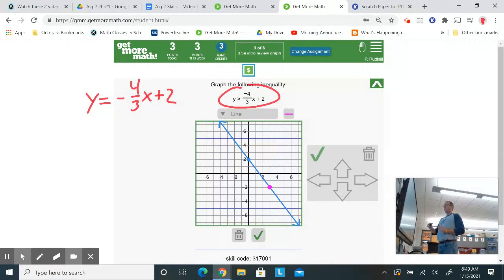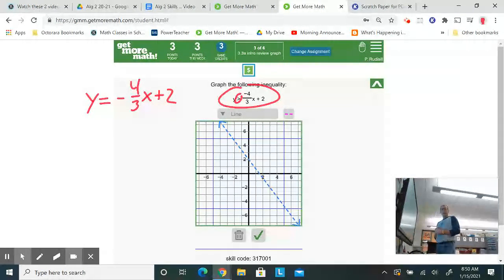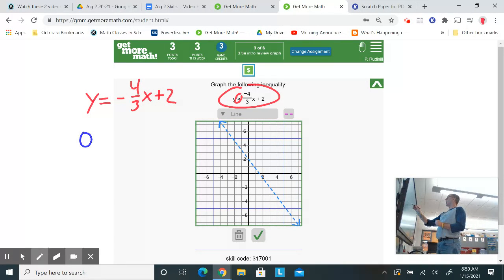And I notice that it's just a greater than sign, so it doesn't include the line. The line makes those ordered pairs make both sides equal. I don't want that. So I will change to a dotted line, and I can test 0, 0. So keep in mind, I want to use the original inequality. So I put a 0 in here for y. I have a greater than sign.